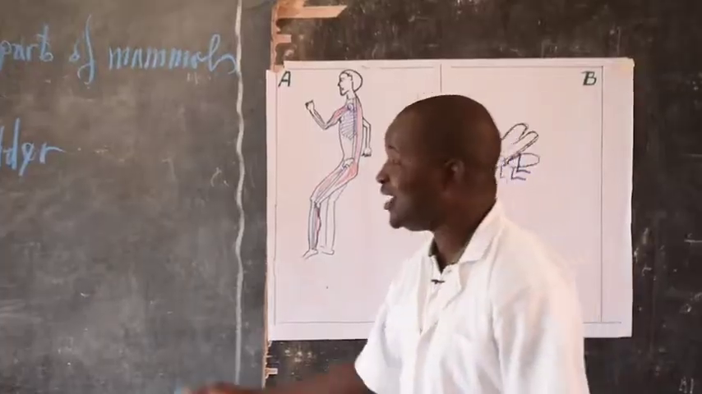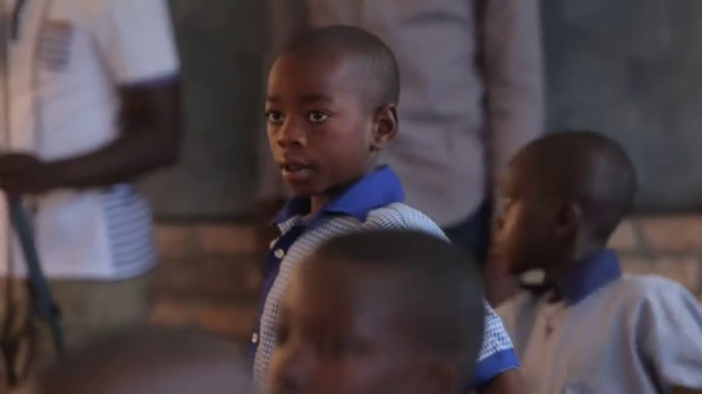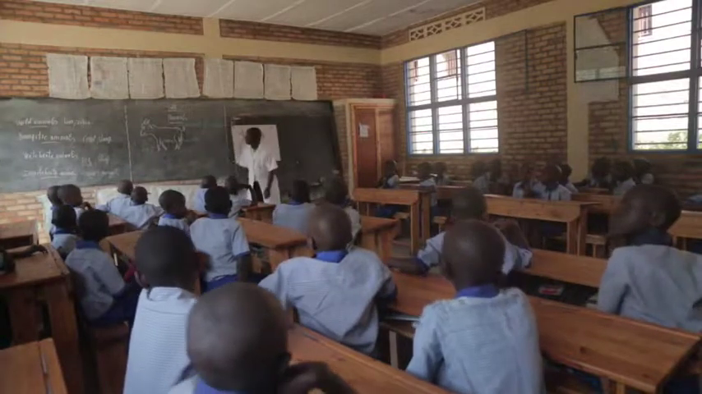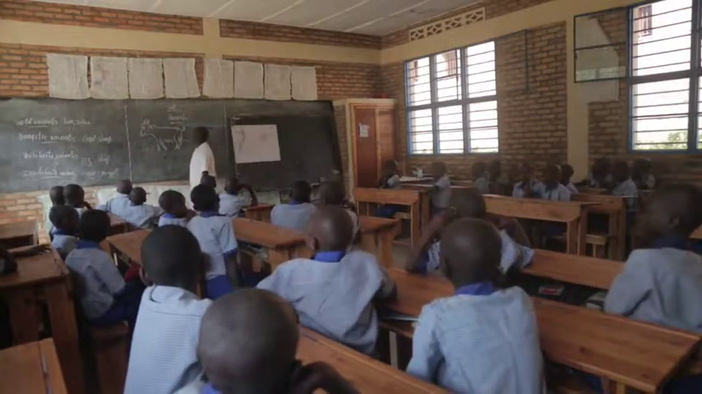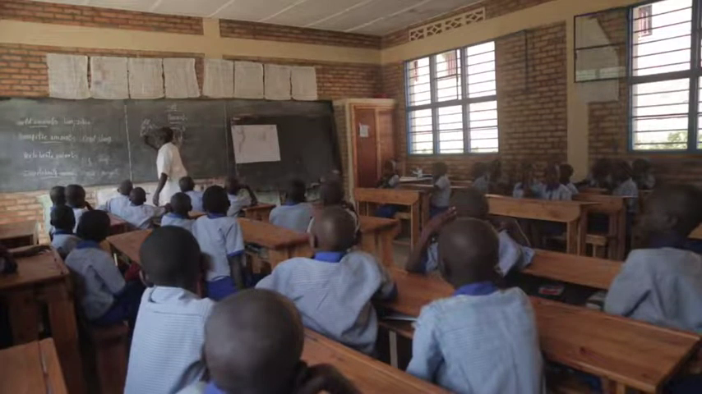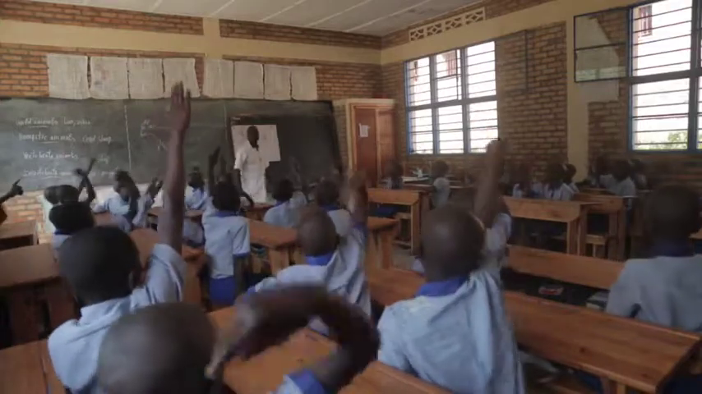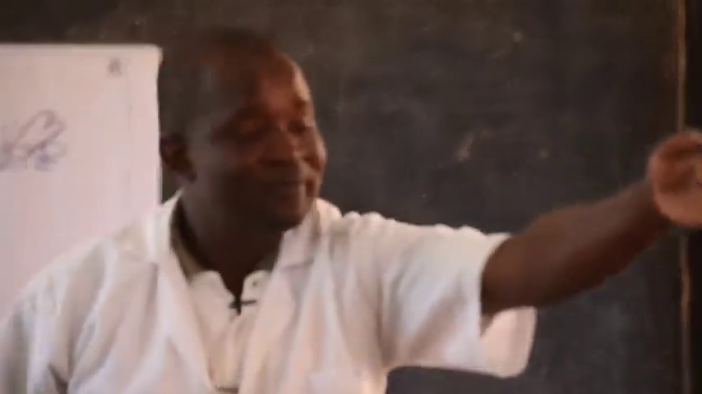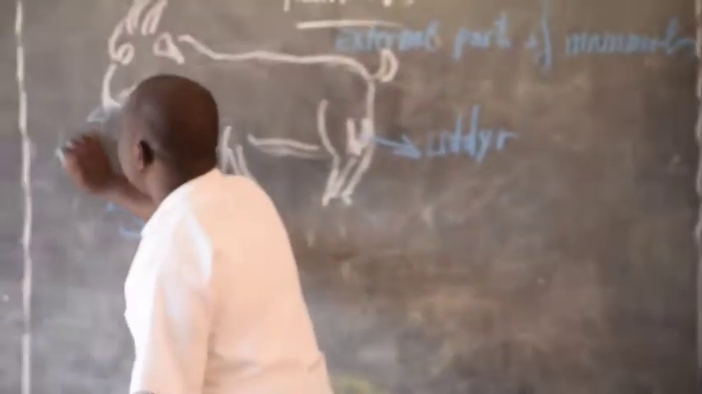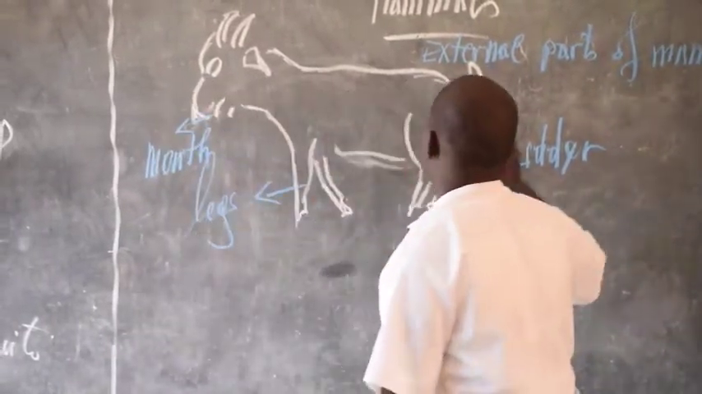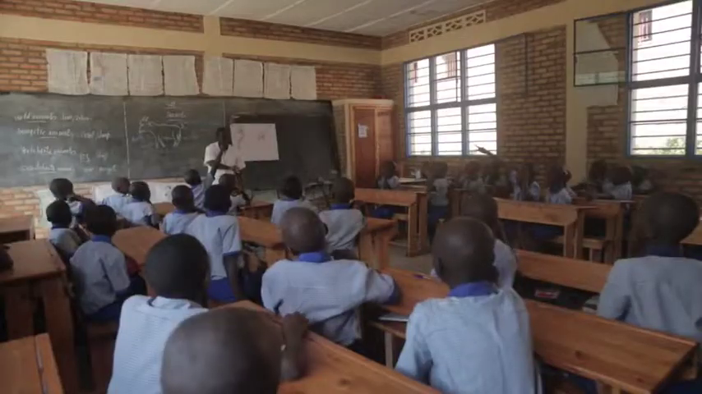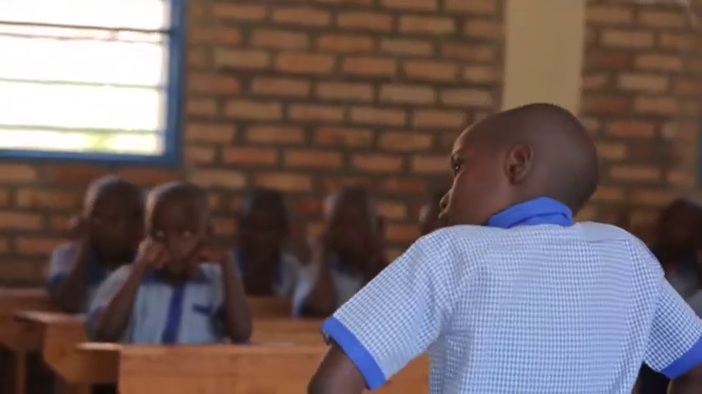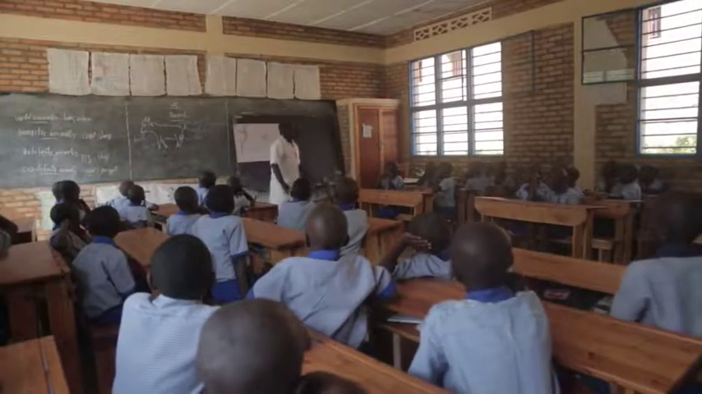Adolphe, you stand up. Thank you very much. We said that those ones are called legs. Good. How did we call this part of mammal? You stand up. Mouth. That one is called mouth. And how did we call this one? This is tail. Thank you very much. Those are the four external parts of mammal.